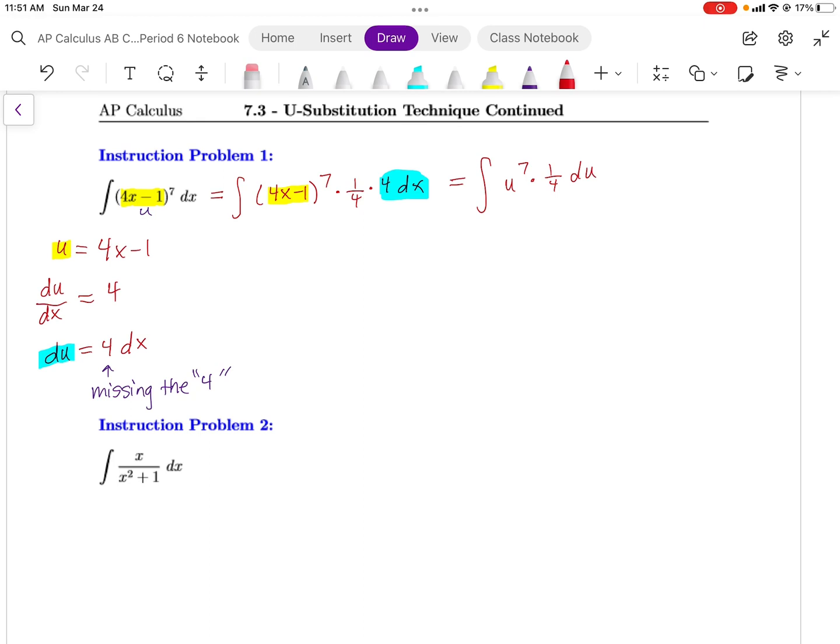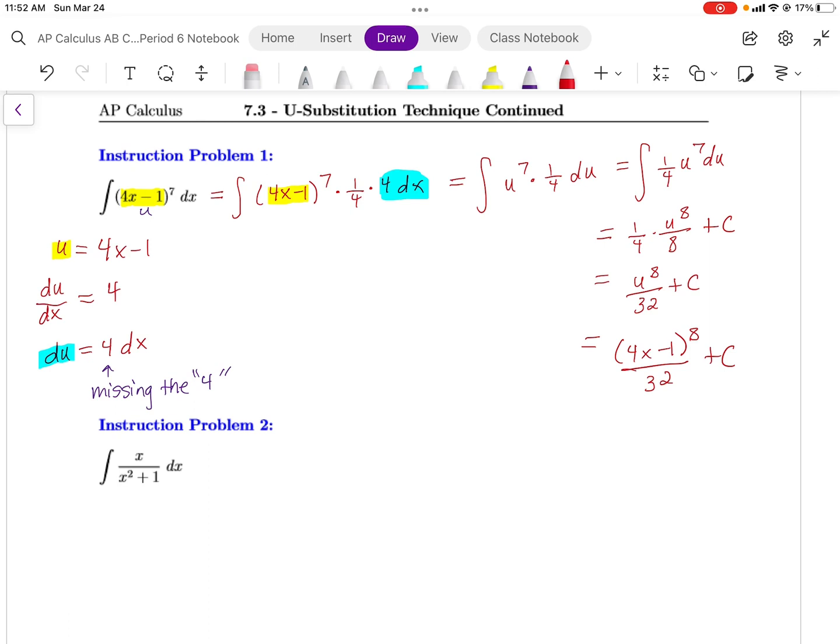This looks a little weird, so it might be easier if I just rewrite this as 1/4 u to the 7th du. And so now I can find the antiderivative and then plug back in the x for u, right? So this is 1/4 times u to the 8th over 8 plus c. So this is the same thing as u to the 8th over 32 plus c. And plugging back in, I get that this is 4x minus 1 to the 8th over 32 plus c.